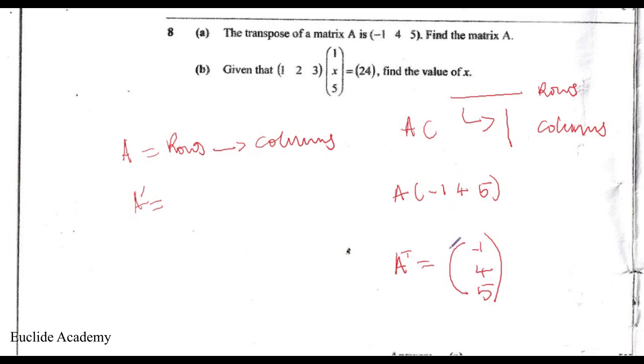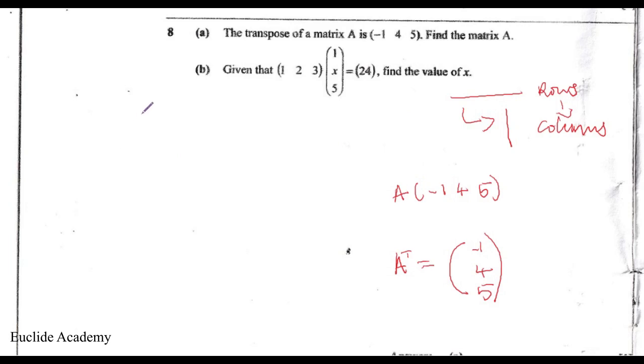So when you talk about transpose, it means you just change all the rows to become columns. So rows become columns. Sometimes you might have a matrix with 2 rows, so you have to change those 2 rows into 2 columns. 3 rows, change those 3 rows into 3 columns.